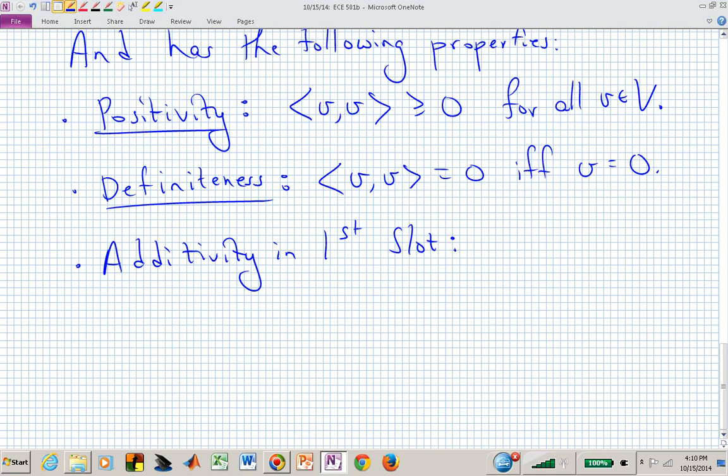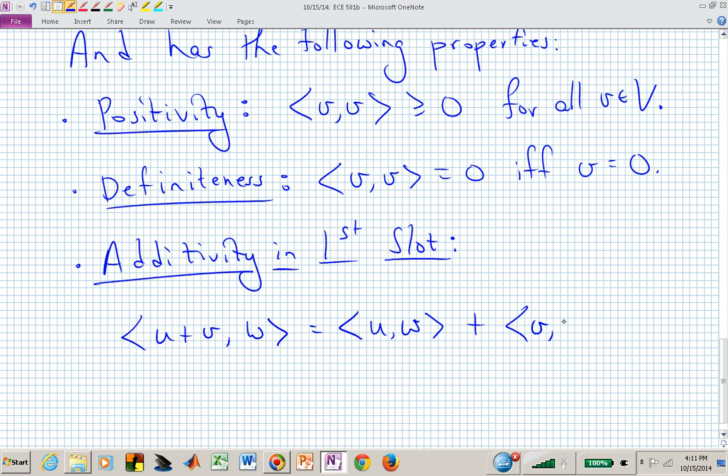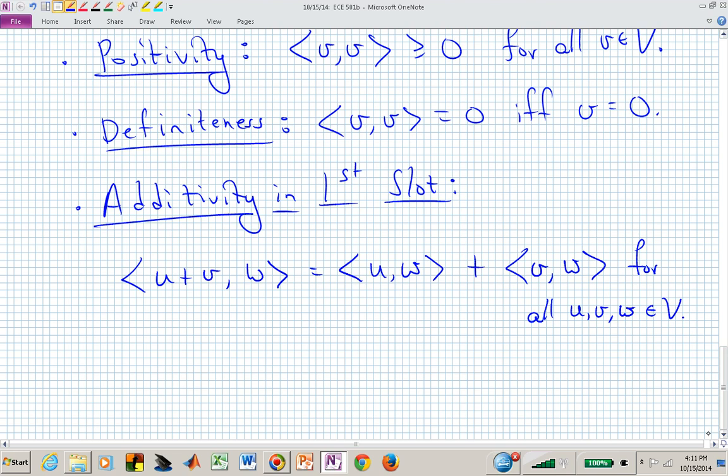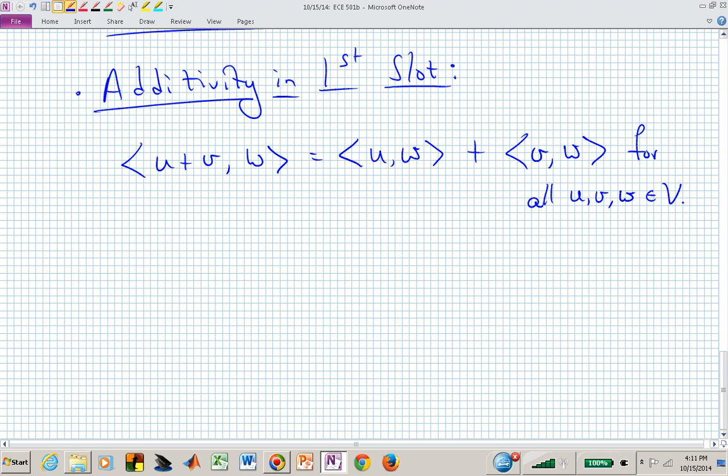So we have positivity and definiteness. We also want this inner product to have additivity in the first slot, and by that we mean if we now have three vectors and we add u and v in the first slot and inner product that sum with a new vector w, then we want the inner product of u plus v with w to be the inner product of u with w plus the inner product of v with w, for all of those vectors u, v, and w in the vector space V. So it basically just slides right through in the first slot.